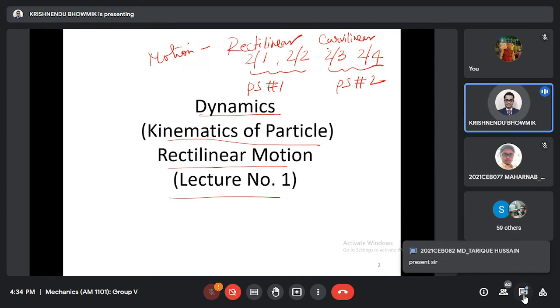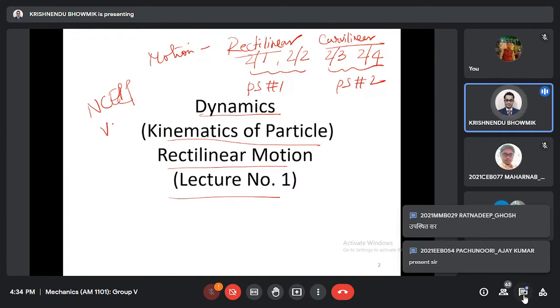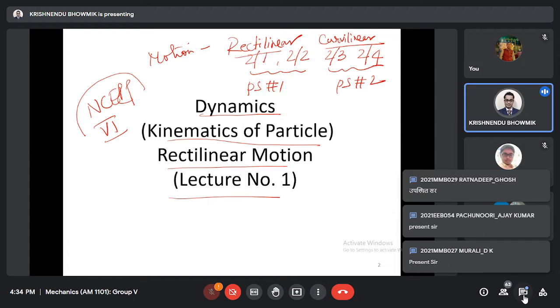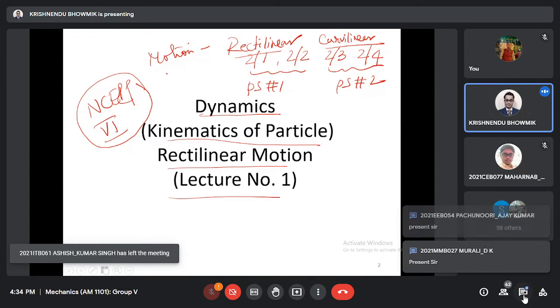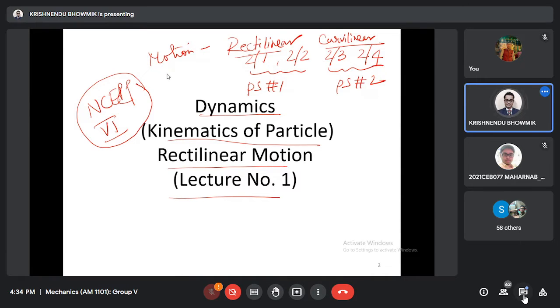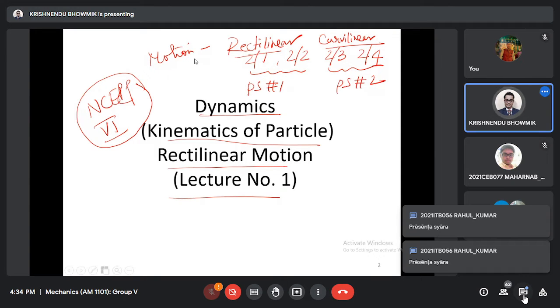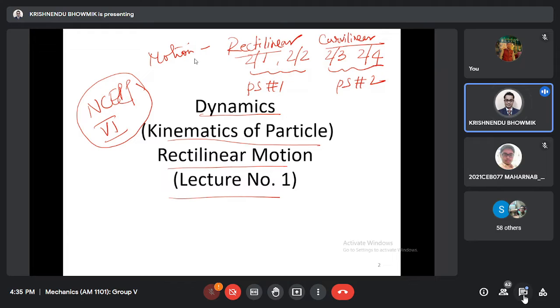I think this concept has started from rectilinear motion and curvilinear motion. I can recall NCERT class 6 also. You first got this idea of motion, curvilinear and rectilinear motions. And I think other state boards also are supposed to have a similar concept for the first time.